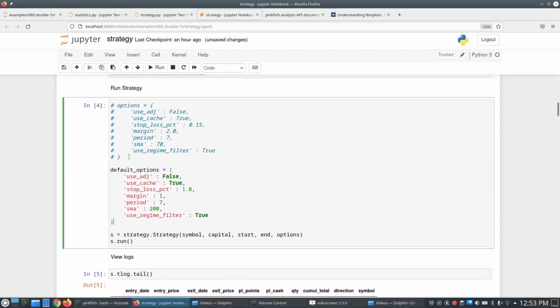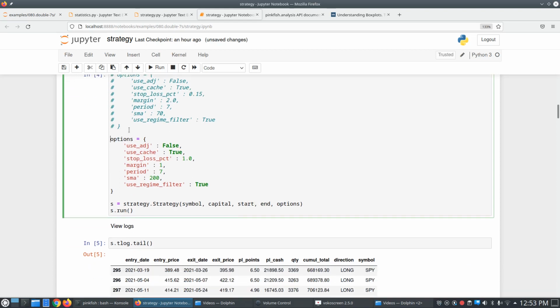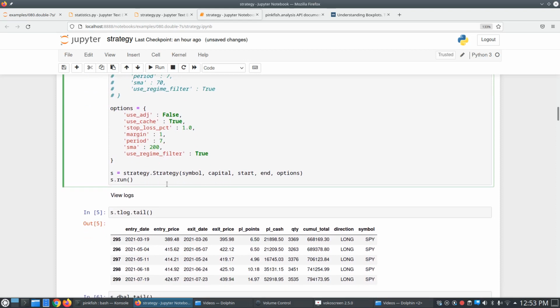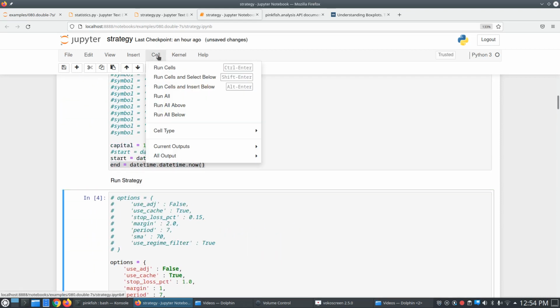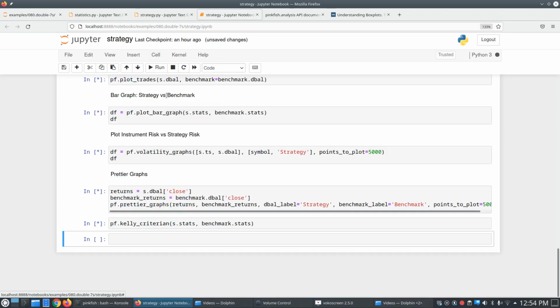So these are a result of me running the optimizer and figuring out what values work best for me and what I was trying to achieve. But we're going to go with these. These are the defaults. So we pass these options in, and then we instantiate the strategy, run the strategy, and we get the trade log back and the daily balance back. I want to go ahead and run this so I can get it refreshed. So just say run all.